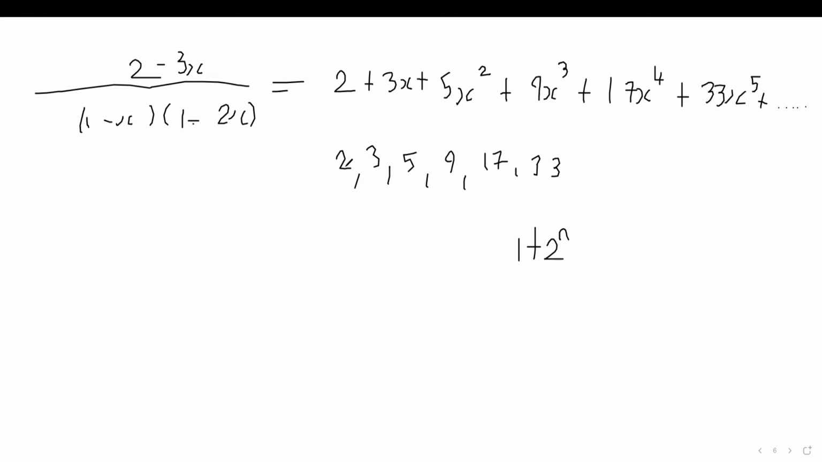When n is 0, you get 1 plus 1, which is 2. Yes, correct. Because when n is 1 now, this is the coefficient. So hence, the coefficient of x to the n is 1 plus 2 to the n.